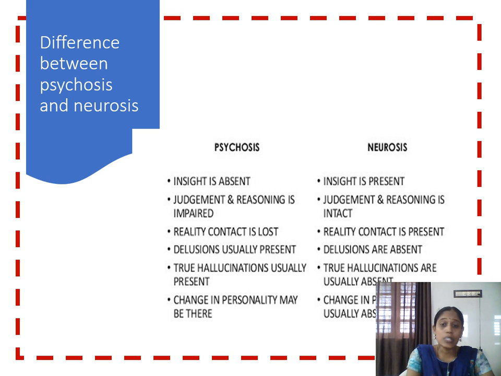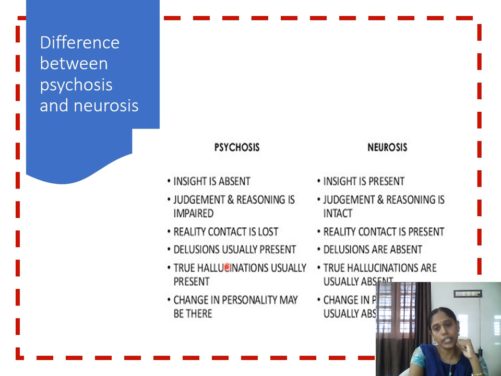In psychosis the insight will not be there, whereas in neurosis the insight will be present. Judgment and reasoning will be impaired in psychosis, and there will be no contact with reality, whereas all these will be intact in neurosis. Here again, in psychosis there will be delusions and hallucinations; in neurosis, both are absent. In psychosis there will be personality changes, and in neurosis, changes in personality are usually absent.